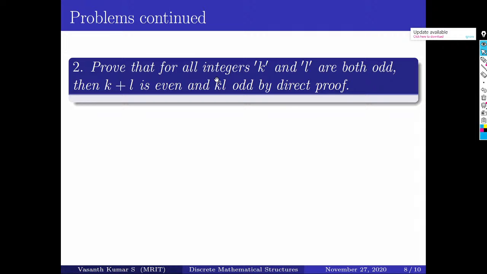Prove that for all integers, I should consider one set here, Z. They have given that k and l are both odd. k is odd, l is also an odd number. Then prove that k plus l is even and kl is odd by direct proof. Let's see how to prove that.